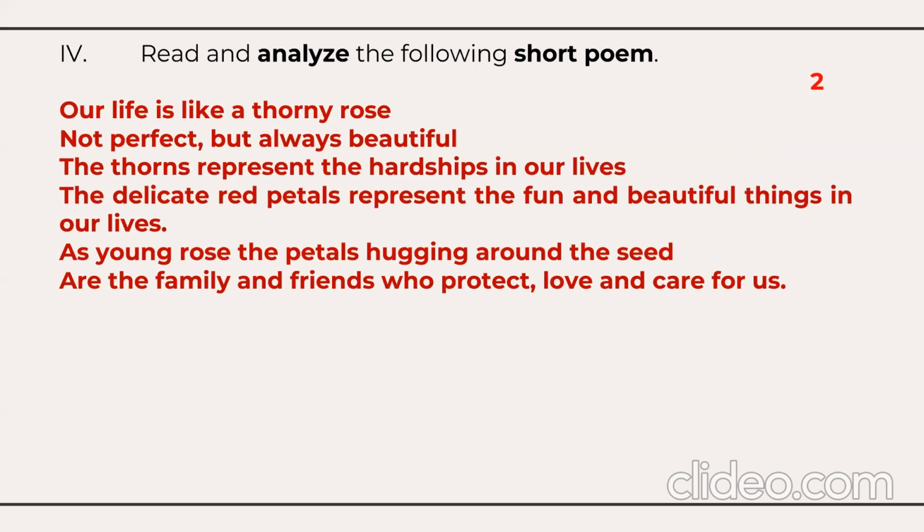Next, you have an extract of a short poem and you need to read this poem and analyze it. What does the poet say in this poem? So let's read the poem. Our life is like a thorny rose, not perfect but always beautiful. The thorns represent the hardships in our lives. The delicate red petals represent the fun and beautiful things in our lives. As a young rose, the petals hugging around the seed are the family and friends who protect, love, and care for us. So the analysis for this poem will have the weightage for 2 marks.